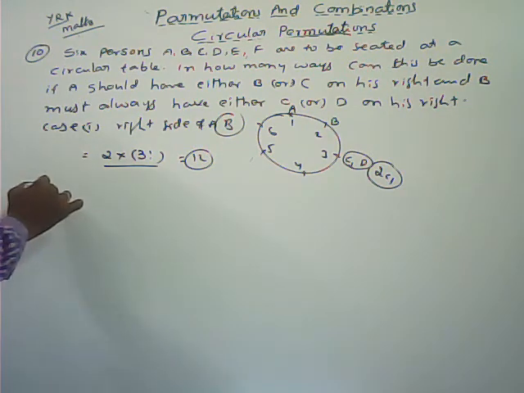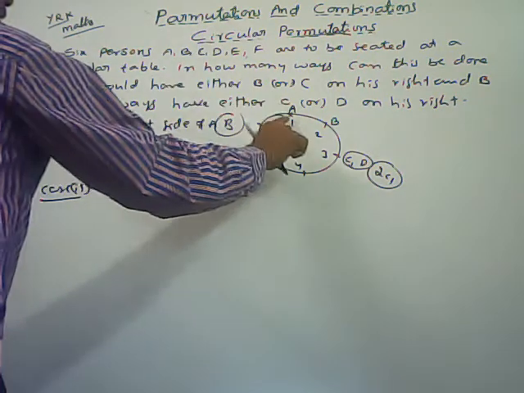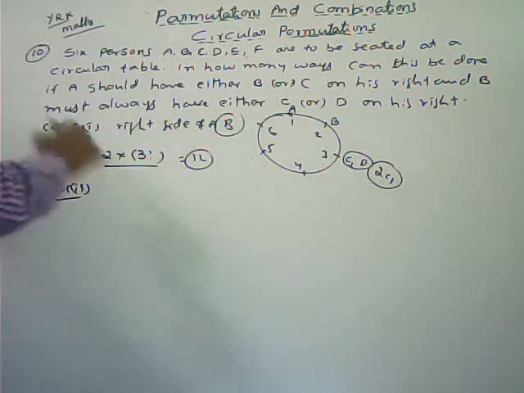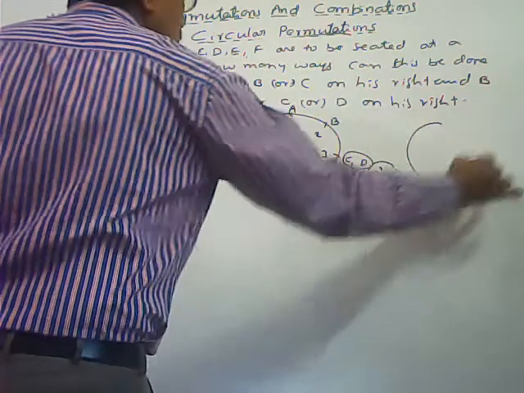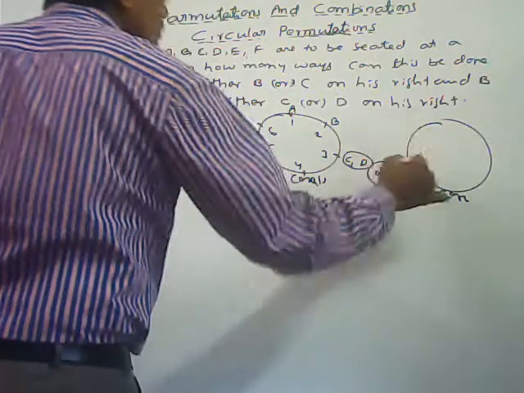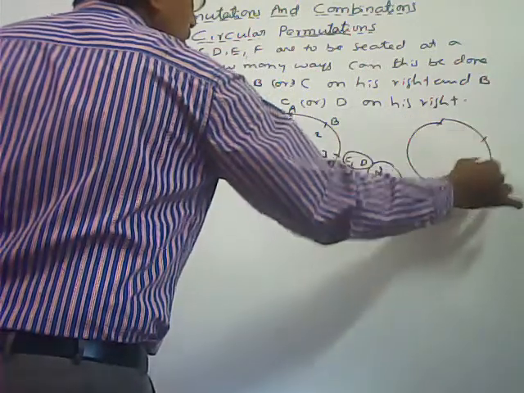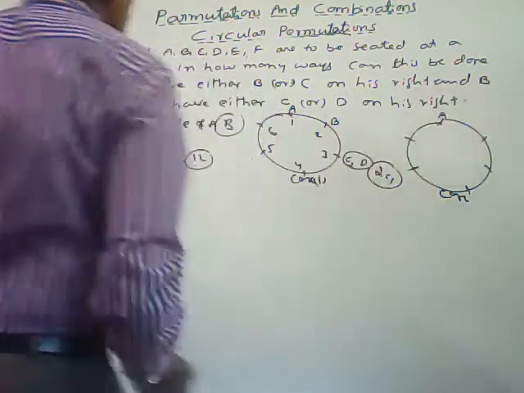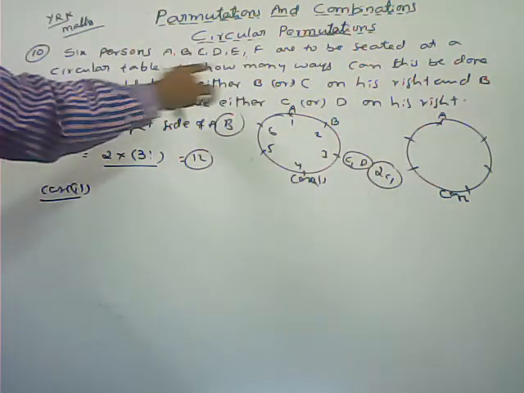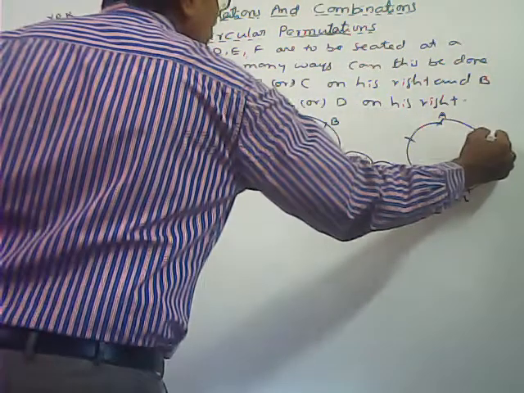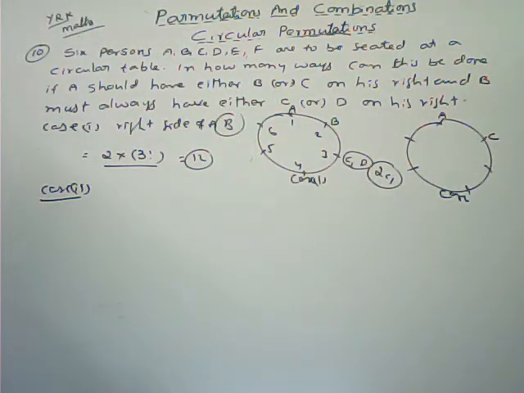Now case 2. What am I taking in case 2? Here first I fixed A in the first position. Earlier I was taking B on the right side. This is case 1, and this is case 2. Here also the same: A, B, C, D, E, F, 6 are there. A is fixed here. A should have either B or C on the right. Here I had taken B; here I am taking C.